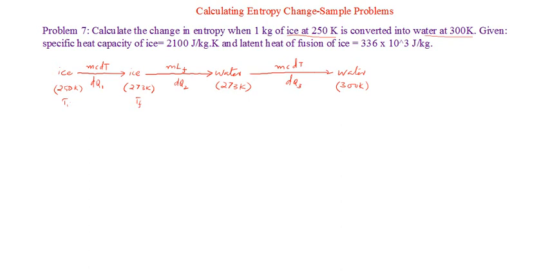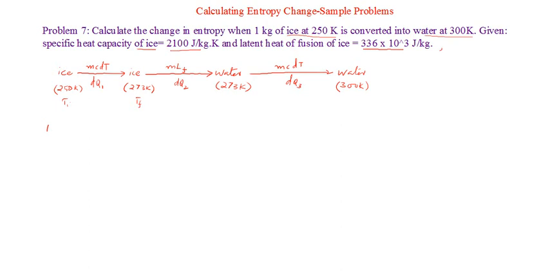Now I think you can go stage by stage and calculate each of the entropy changes. It's quite easy. All the data are available for us. The specific heat capacity of ice is given, and the latent heat of fusion of ice is also given, 336 into 10^3 joule per kilogram. We also need the specific heat capacity of water in the third stage. That is a standard value, you know.